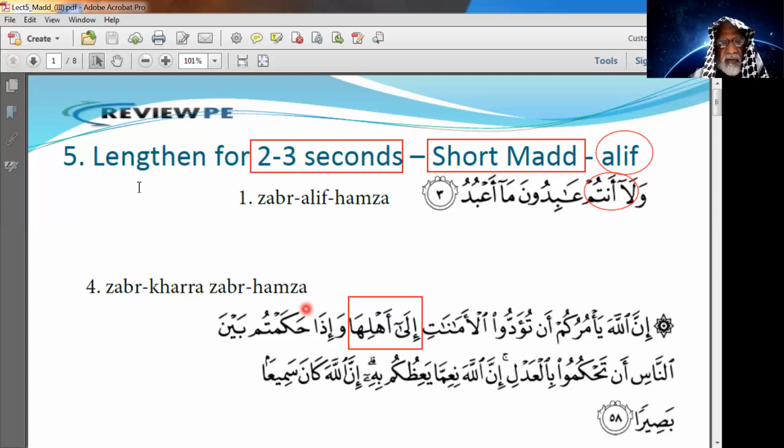Again, over here we have the example where we have lam zabar and alif, a particular alif which is on the ya, and this is called ya maksura, meaning ending alif. And between this la and hamza we have a mad. So ila ahliha, ila ahliha.